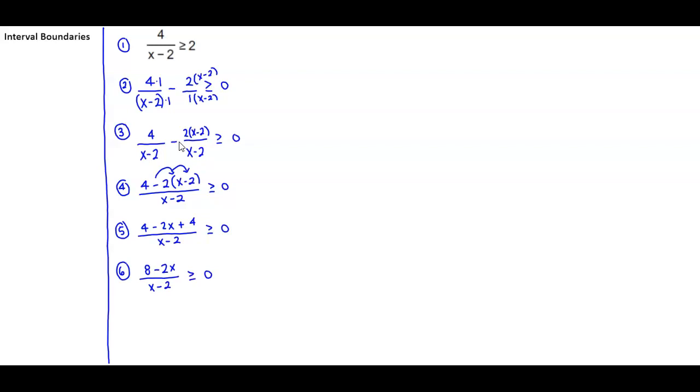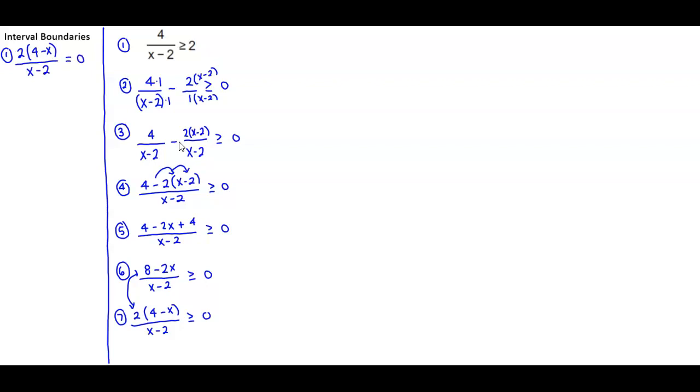Okay, so if we wanted to simplify this a little further, this would be the same thing as factoring out the 2 in the numerator, and what we'd have is 2 times 4 minus x divided by x minus 2, which is greater than or equal to 0, because this means the same thing as this numerator. It's just in a simplified form. Now in order to find the interval boundaries, in the numerator we have 2 times 4 minus x divided by the denominator, which is x minus 2, and then we're setting that equal to 0.